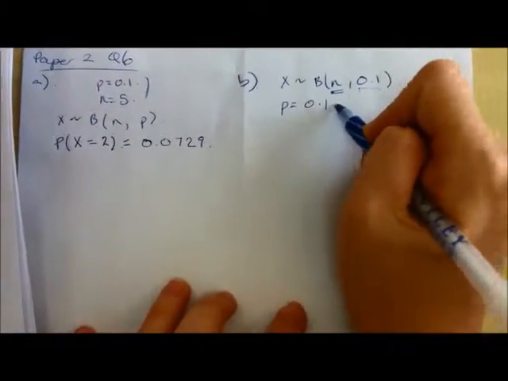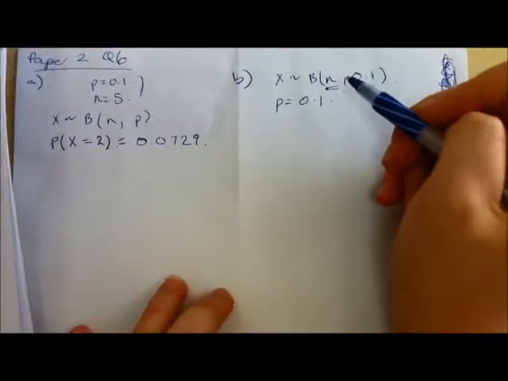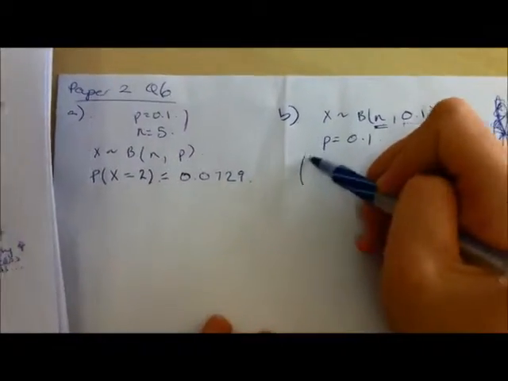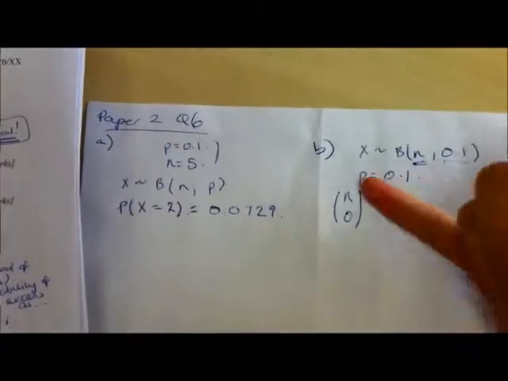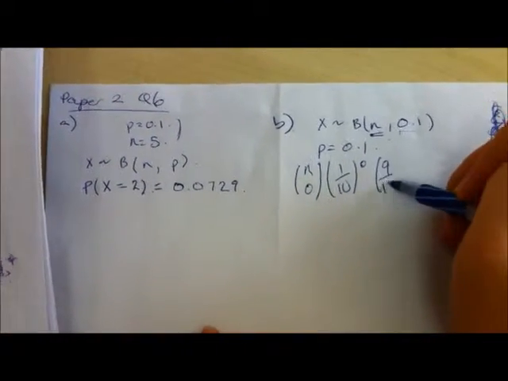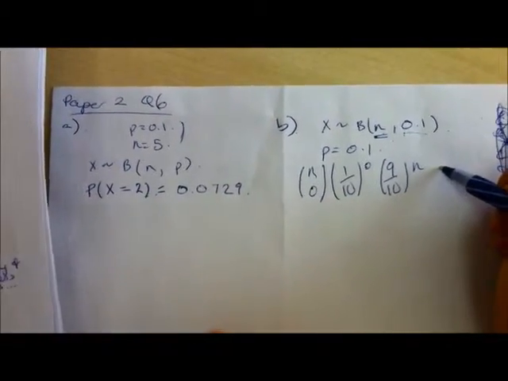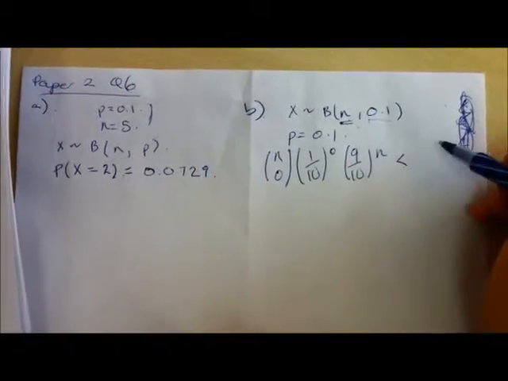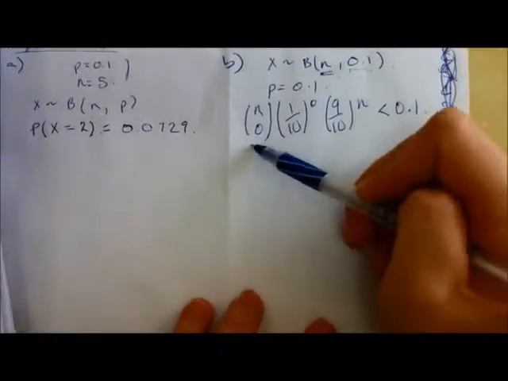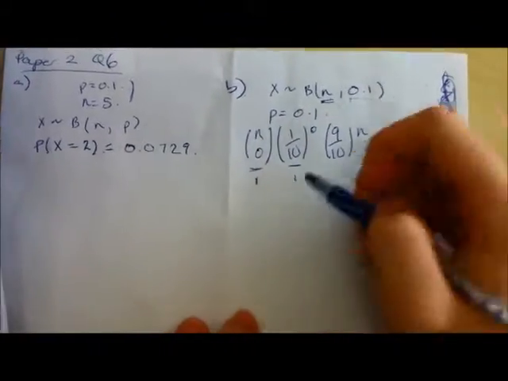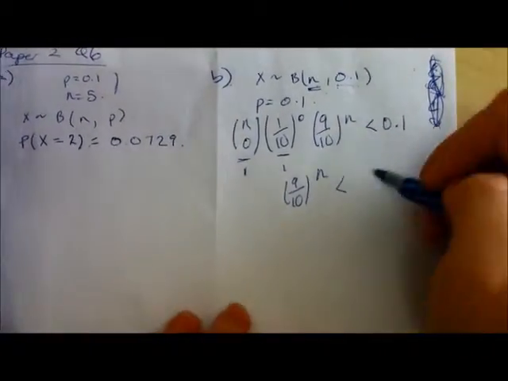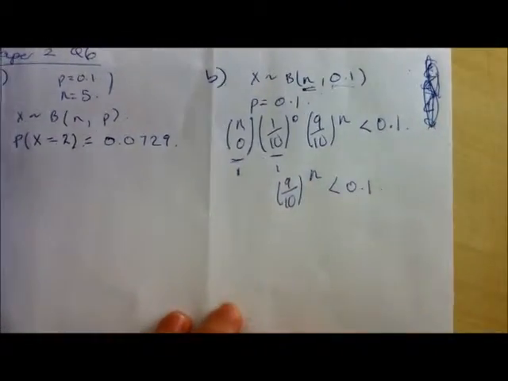Probability of success is still 0.1, and we have to find the number of trials. So if we do the binomial, which is n choose 0, 1/10 to the 0, 9/10 to the n, it has to exceed the probability of 90%, so 1 minus that has to be within 0.1, which is 10%. This becomes 1, and this becomes 1, so we can see that 9/10 to the power of n has to be smaller than 0.1, which is 10%.